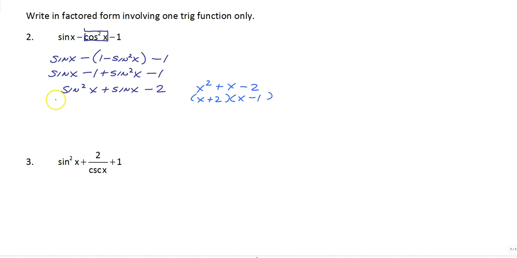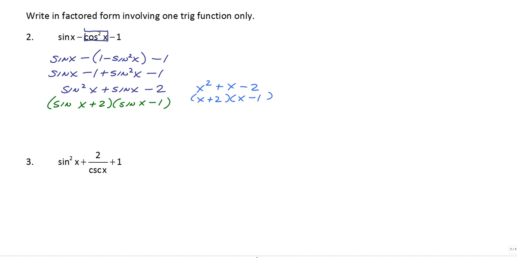So what? This is just going to simplify to sine squared x plus 2 and sine x minus 1. That's it. All we did was factor. So yes, you can factor these. Okay? And that's it. We're done.